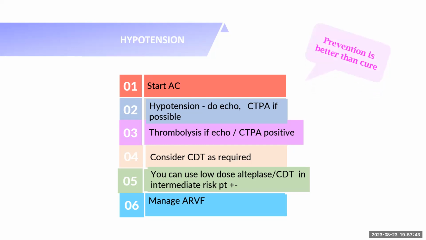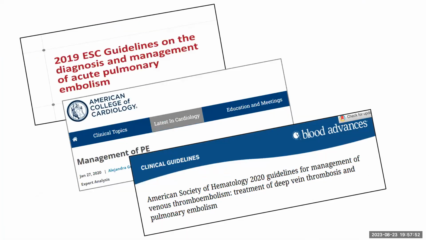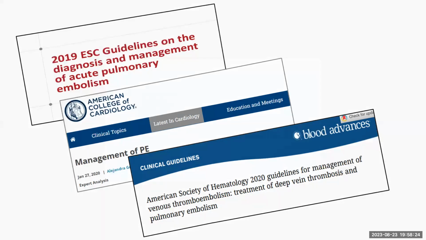At the end of the day, please remember, prevention is better than cure. Always use anticoagulation when the patient is in the ICU. And these are the guidelines which are readable, and you can refer to these. The 2019 European Society of Cardiology guidelines are the most comprehensive and the latest in a way, and most of the data on treatment and risk stratification that I showed you is from here. Then you have the American College of Cardiology, very brief guidelines, especially on intermediate or submassive embolism, where they recommend treatment. And then you have the American Society of Hematology 2020 guidelines.